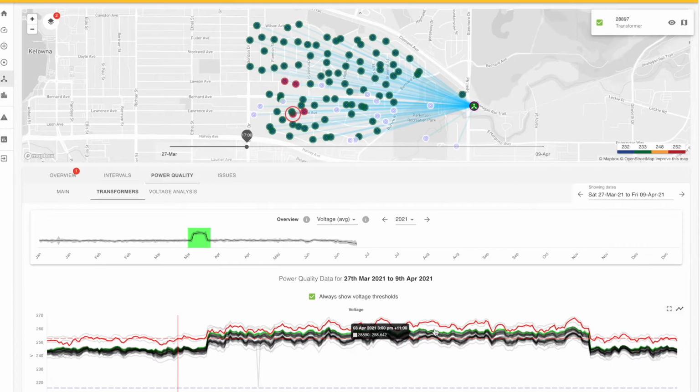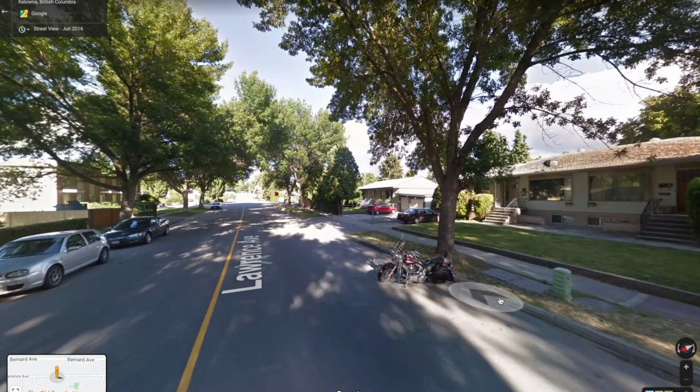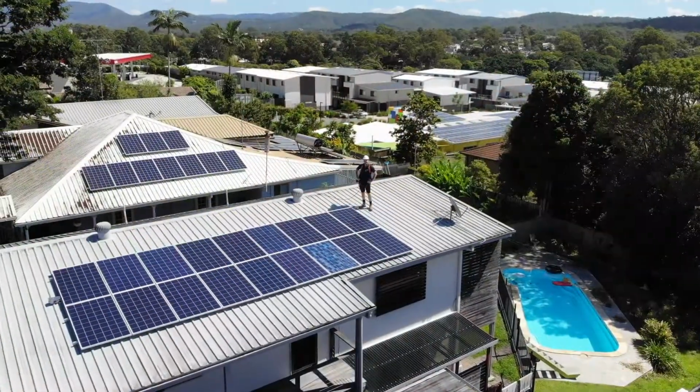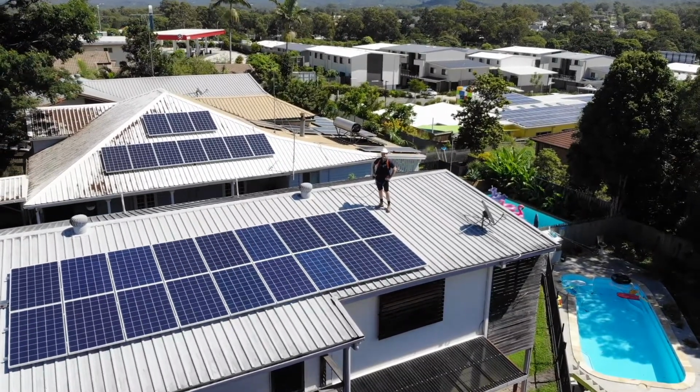By analyzing vast amounts of meter data and other data, FutureGrid is helping utilities gain better insights as to what is installed and where. The world is moving to a cleaner, greener energy supply. And Australia is no stranger to this transition, with some of the highest per capita rates of rooftop solar in the world. Some of our customers have nearly 50% in their network.